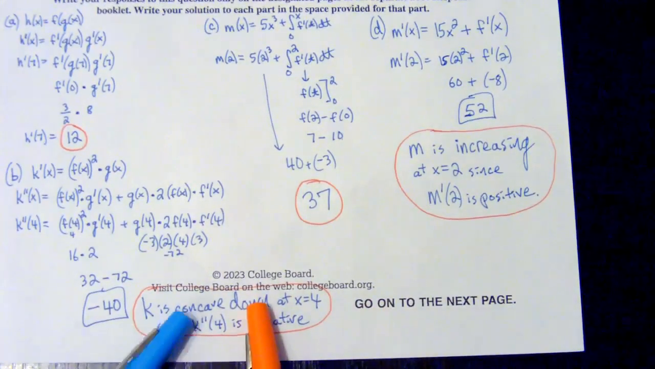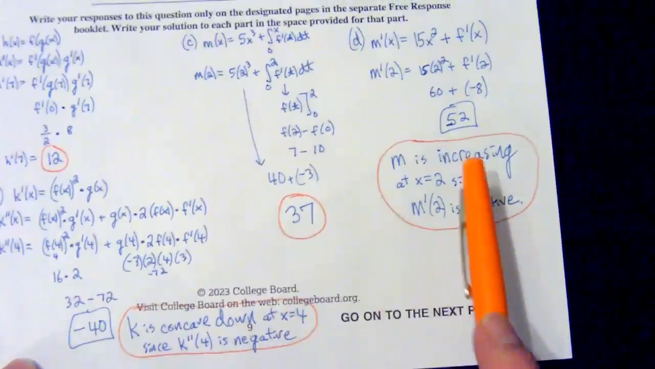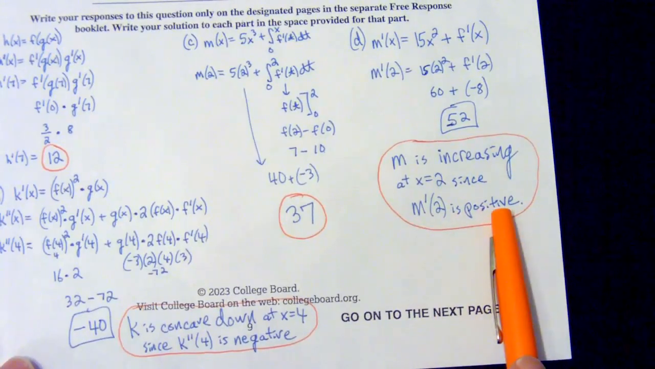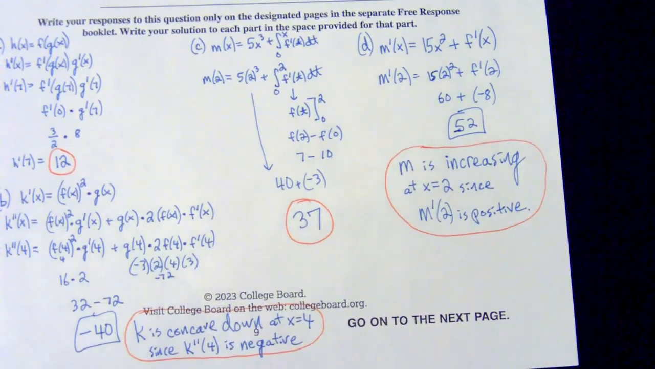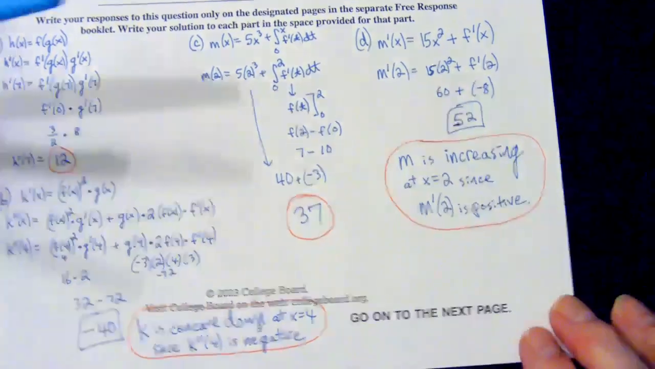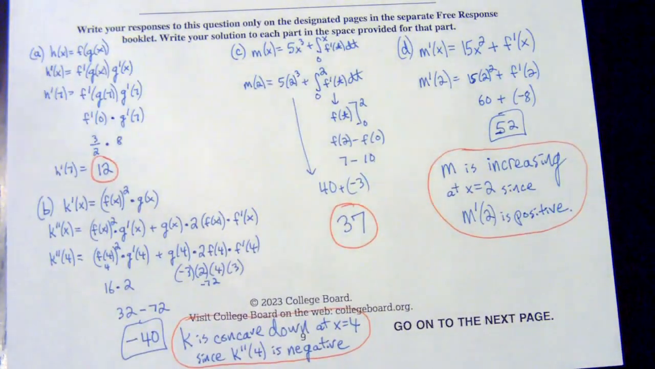You've got to mention concave down since the second derivative is negative, m is increasing since m prime is positive. Remember, no pronouns there. Be very specific with what's increasing, what's decreasing, what's positive, what's negative. And have some fun with that. Just rock that stuff right there. We're going to do really good on erasable ink pens.